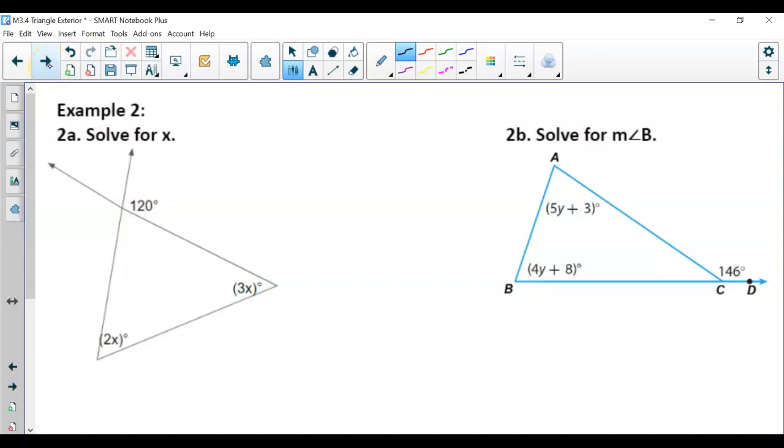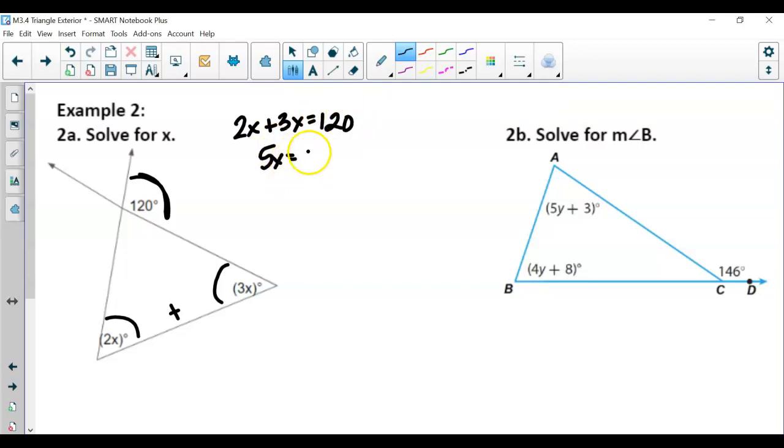So now how are we going to set up 2A here? Well, this is your exterior angle. This is the linear, so we're good. And these are the two opposite, the remote, which add together to equal the exterior. So 2x plus 3x is equal to 120. And now we're just solving for x.